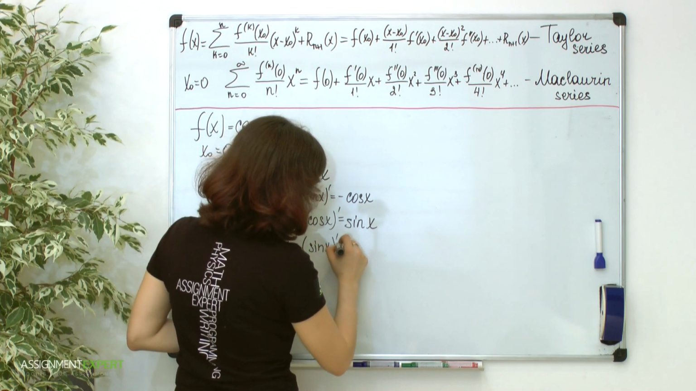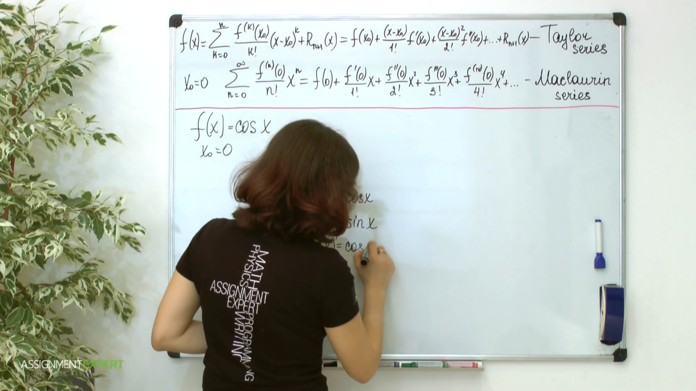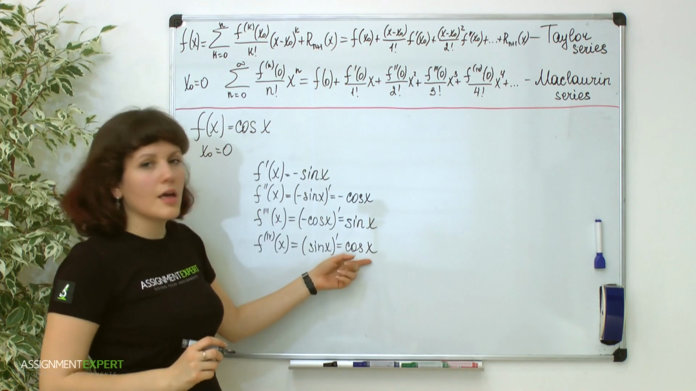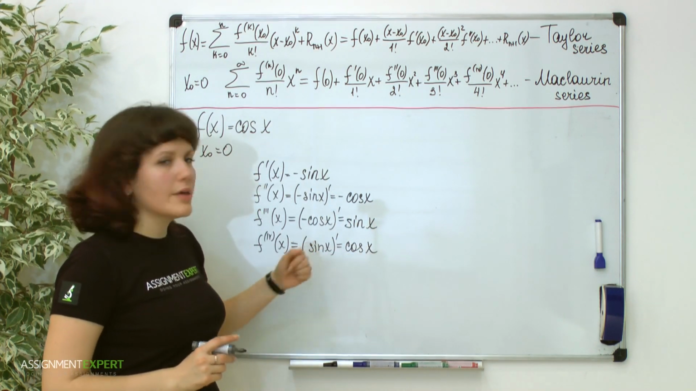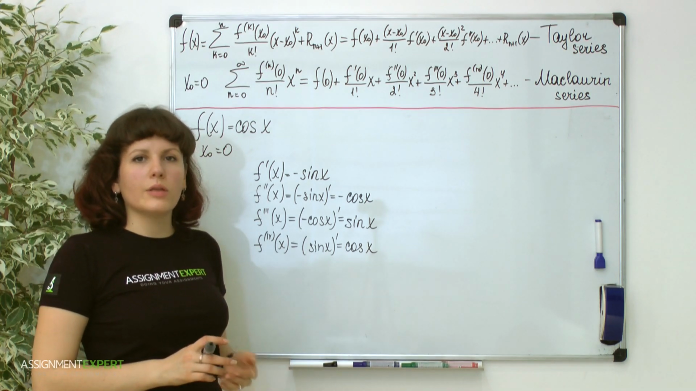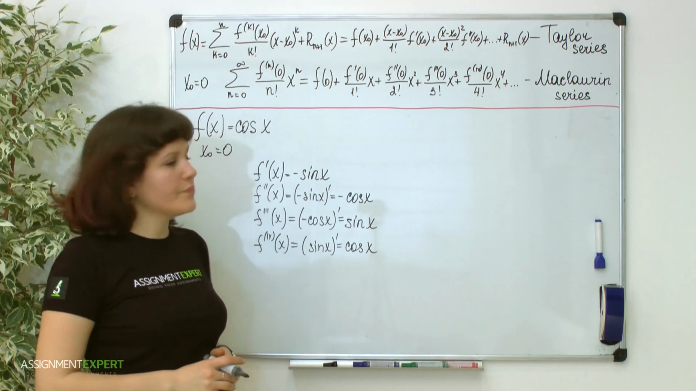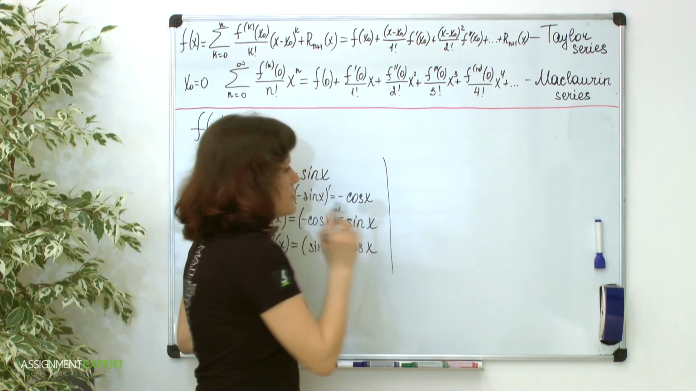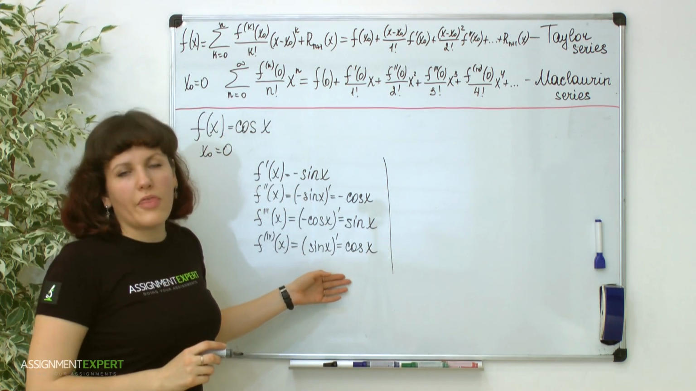The fourth derivative of f of x equals sine of x, prime, equals cosine of x. So, on the fourth step we get our initial function cosine of x, and therefore further we'll get derivatives in the same sequence. Now we should calculate the value of derivatives at the point 0.